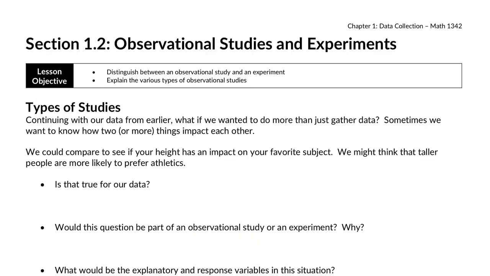Okay, continuing with our data from earlier, what if we wanted to do more than just gather the data and put it in a histogram or a bar chart? Sometimes we want to know how two or more things may impact each other. We could compare to see if your height has an impact on your favorite subject. Okay, so I just went through our data. If we're thinking maybe that the taller people are more likely to prefer athletics, let's see if our data supports this. Here's the survey that said their favorite subject was athletics. Here's their height. Is that on the tall side of all of our heights?